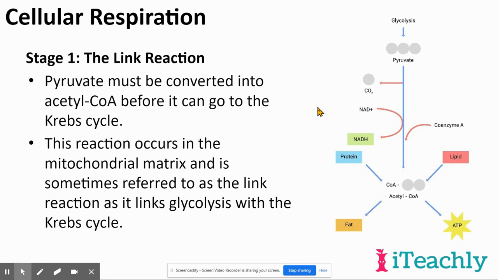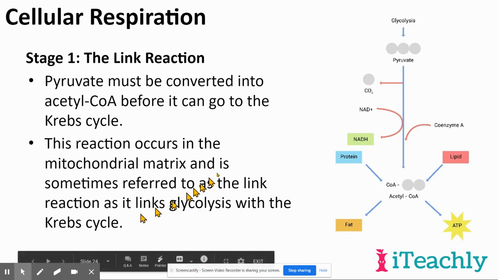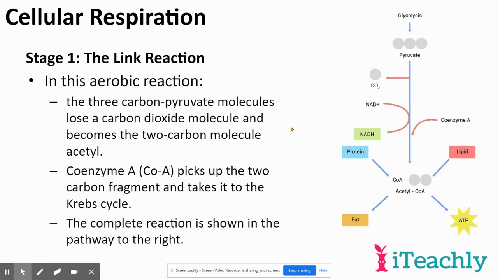But this pyruvate cannot actually be accepted into the Krebs cycle. It has to go through this packaging. Yeah, it links glycolysis with the Krebs cycle. So it's called the link reaction. You could call it different stuff. All right.